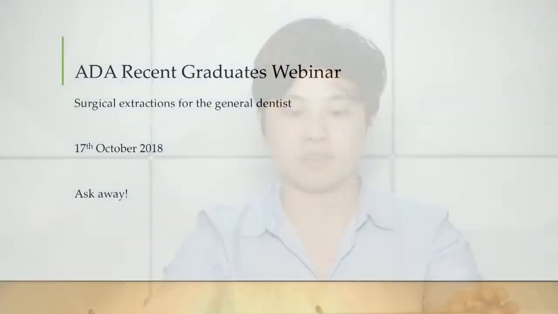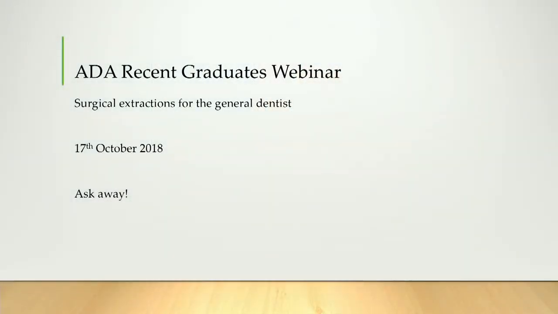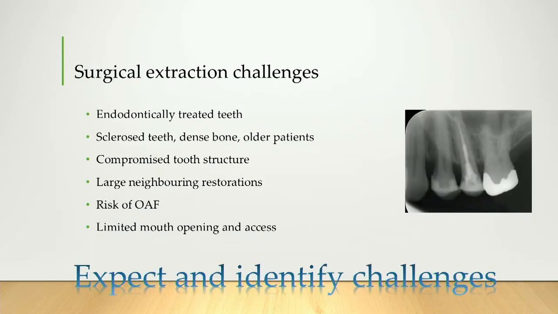I've got some slides that I've prepared just to start us off while we are waiting for your questions to come through. And our topic today is surgical extractions for the general dentist. I'll go through some cases. We hope to field some questions from you guys. And towards the end, I've got some CT scans to show you because I've had a few requests on how to read CT scans. And I've brought my computer along, so I will also show you how I read my CT scans on my software.